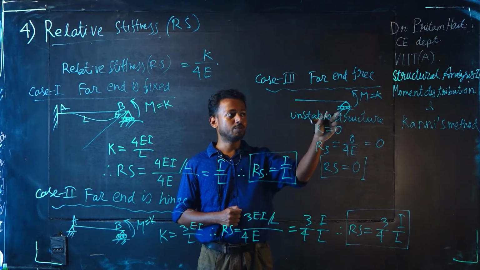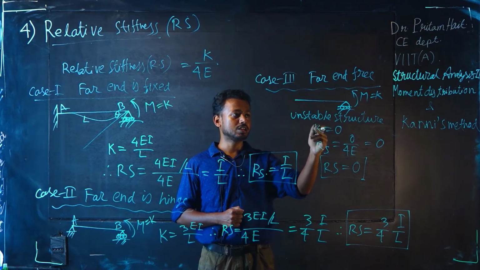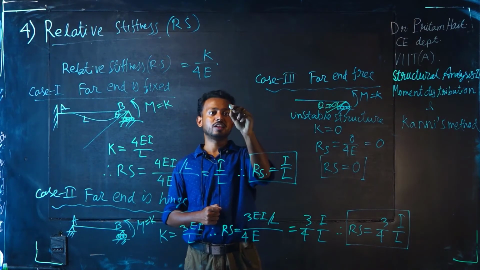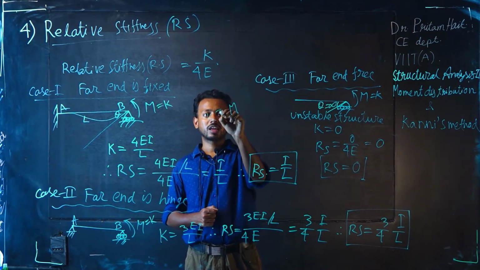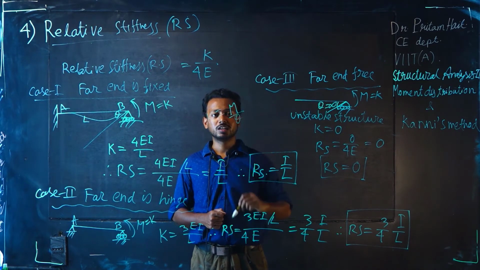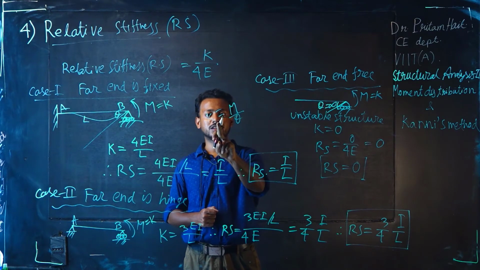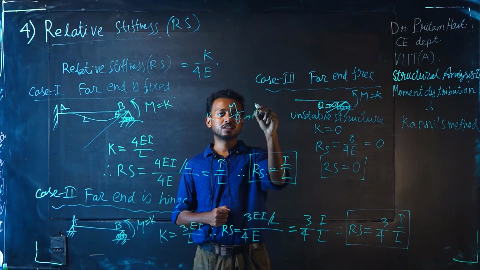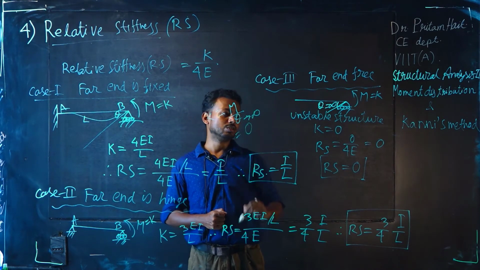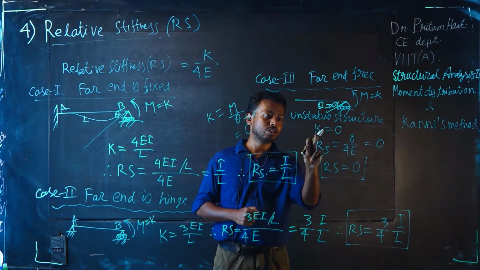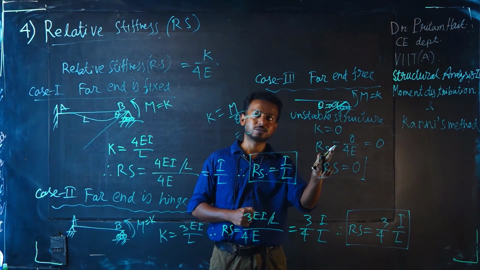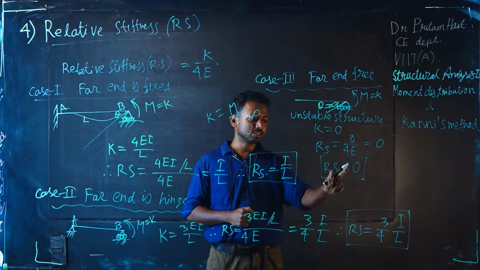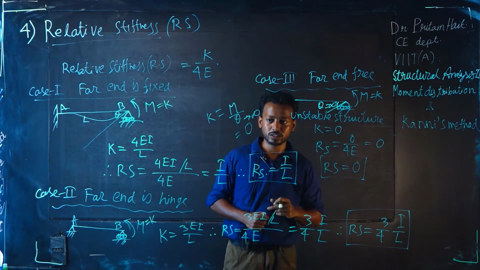So there is no need to apply any moment at any time, at any condition. The rotation is infinite. As the rotation is infinite, we know K equals M by theta, or M equals K theta. So K equals M by theta. As theta tends to infinity, K equals 0, right? So K equals 0, that means relative stiffness is 0 by 4E, which is 0. So relative stiffness equals 0 in case the far end is free.